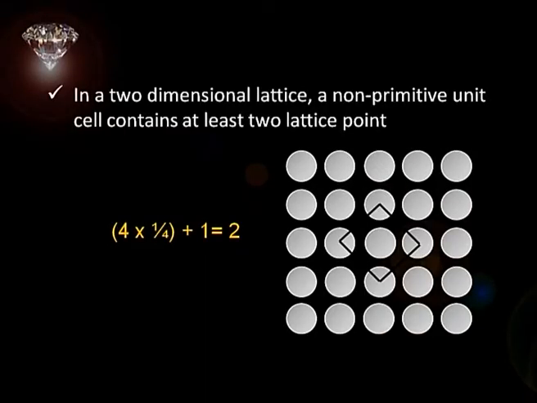On the other hand, if we have a non-primitive unit cell, it may have at least 2 points, because one will come from here. In this case, 1/4 here, 1/4 here, 1/4 here, 1/4 here will add up to give 1 point, and there is 1 right there inside. So there are 2 lattice points. You may have situations where more than 2 lattice points are possible, but a primitive unit cell has just 1 lattice point, and a non-primitive one has at least 2. That is a basic outcome of defining the primitive and the non-primitive unit cells.